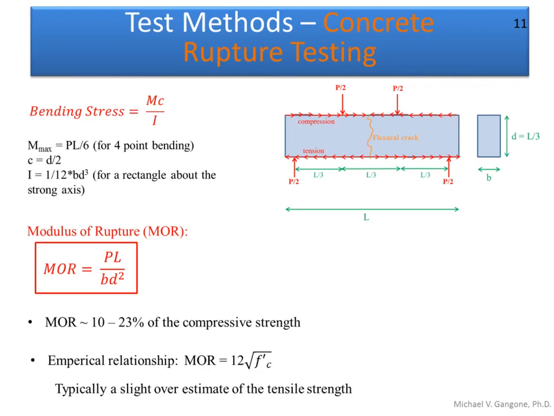So oftentimes, if we're looking for an approximation of the tensile strength of concrete, we can easily go to these empirical relationships that have been developed. If we just do one simple compression test and know what the compressive strength is, we can use these relationships to determine what we expect the tensile strength to be. Again, these are all based on experimental data that has been developed over time.